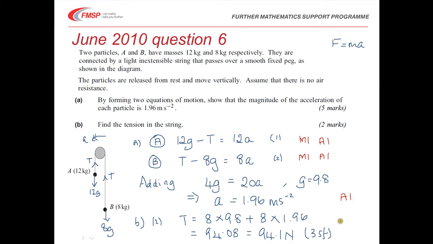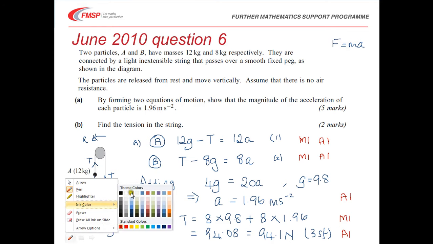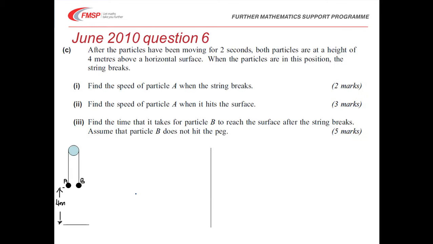And then in part B there was a method mark for substituting the value of a correctly into one of the equations, and then an accuracy mark for giving our answer of 94.1 newtons. So that's 7 marks in total for that part of the question. Let's move on to part C now.